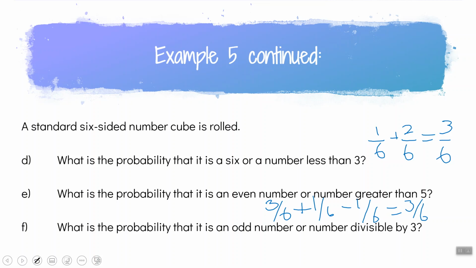What's the probability that that number that you've rolled is odd or a number divisible by 3? So 3 out of 6 are odd. Numbers divisible by 3 are 3 and 6. Oh, wait, but that 3 is both. So you need to be smart about subtracting that away. So 4/6.